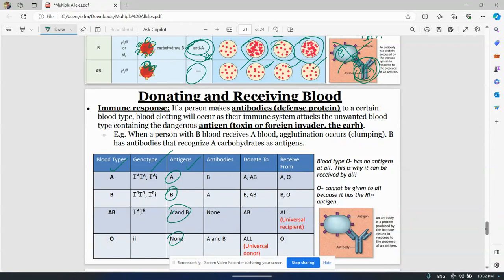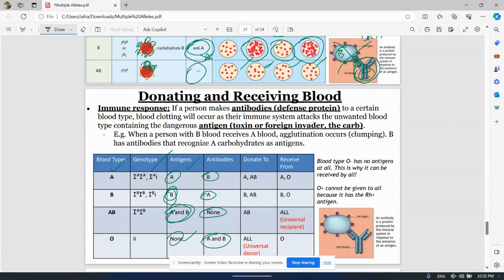So if you're a type A person, you're going to make antibodies to B because you don't like B. If you're a type B person, you're going to make antibodies to A because you don't like A. If you're type AB, you're not going to make antibodies because you get along with both. And if you're type O, well, you don't get along with anybody, so you're making both antibodies.